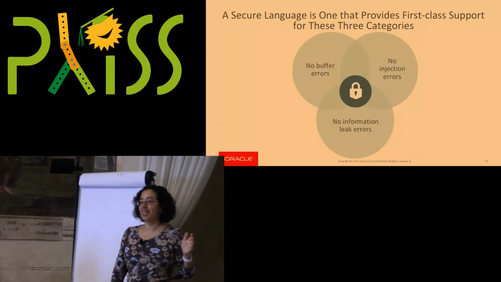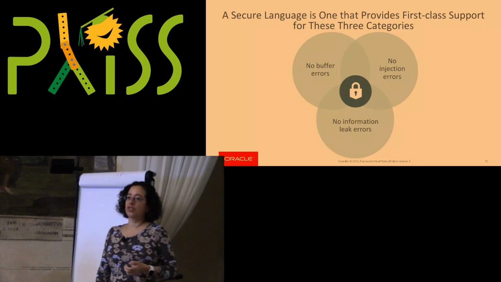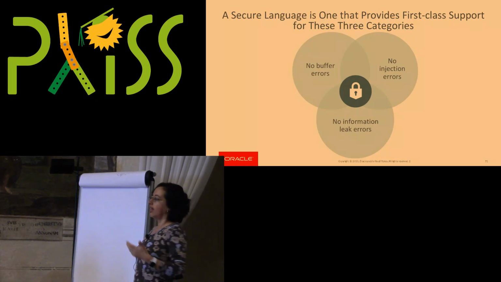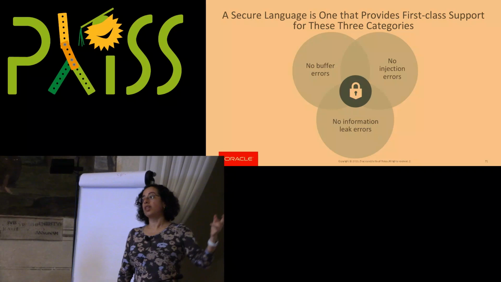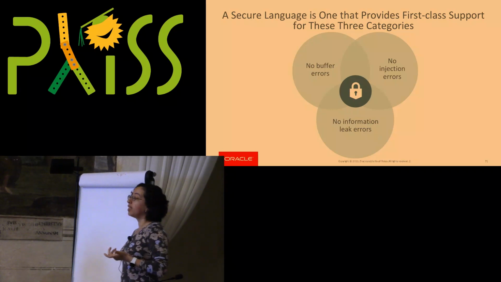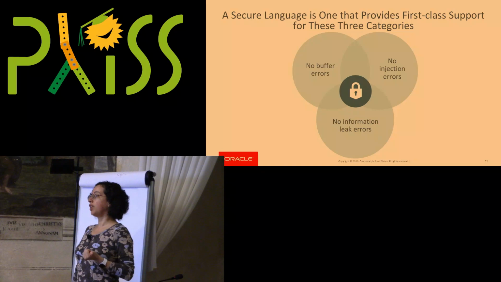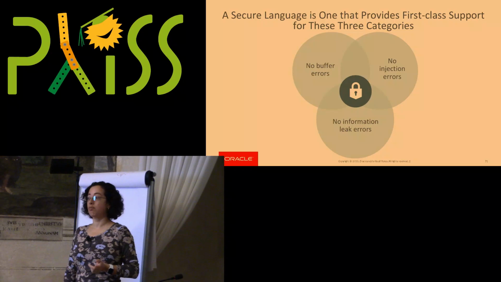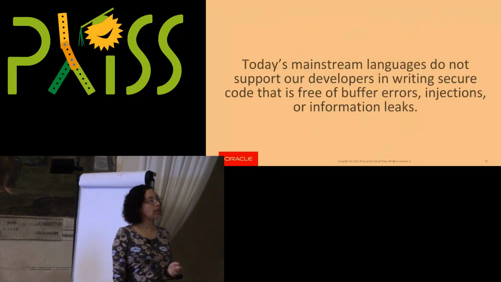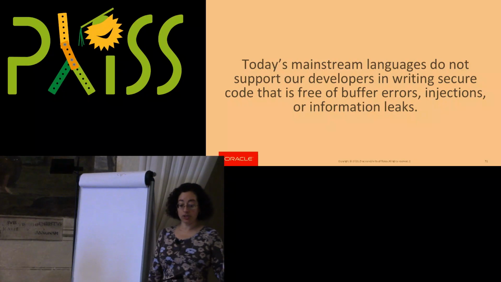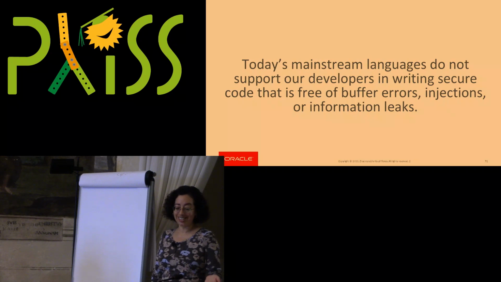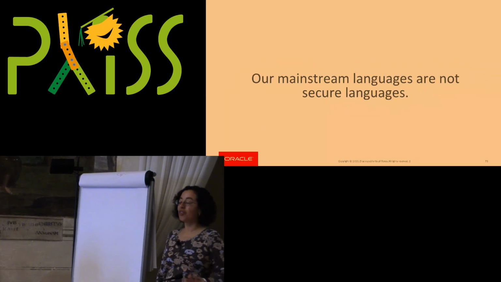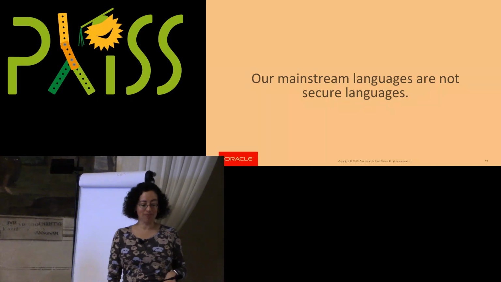it is really important to start thinking about what is a secure language, and the definition that we're using is driven by data. We're saying that for the most common types of vulnerabilities, we ought to be thinking about how to avoid having those vulnerabilities by providing first-class security abstractions in the languages themselves. It is clear that today's mainstream languages do not provide the right support to our developers, otherwise we wouldn't have this many vulnerabilities. And it's also clear that none of our mainstream languages are actually secure languages.